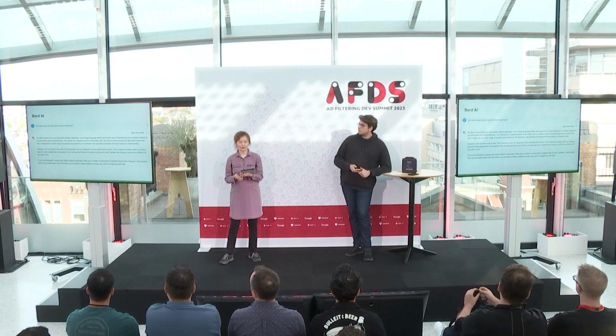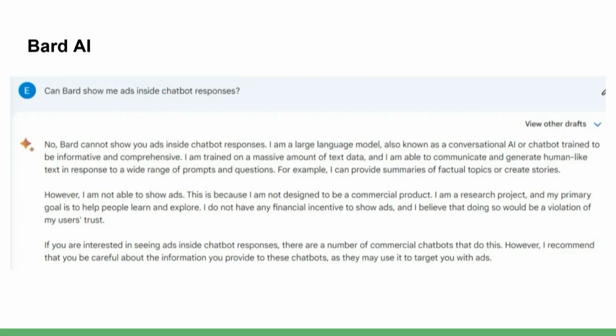And then we interviewed Bard and ChatGPT about their opinion. So Bard AI told us, I do not have any financial incentive to show ads, and I believe that doing so would be a violation of my users' trust. So Bard warned us about ads in commercial chatbots. It wrote, I recommend that you be careful about the information you provide to these chatbots, as they may target ads to you.